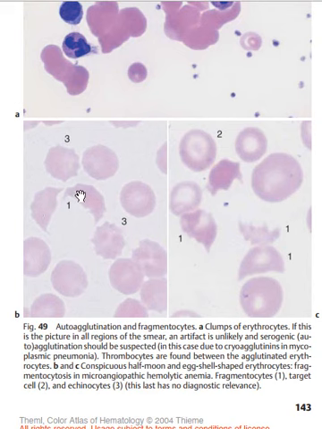Like in diagram 1, you have a half moon appearance like that. This is going to be called a fragmentocyte. Is it clear? The next one you have is the target cell. Target cell is shown in diagram 2 here. And number 3, you have echinocytes. Is it clear? Echinocyte is shown in diagram 3, but it has no diagnostic relevance.